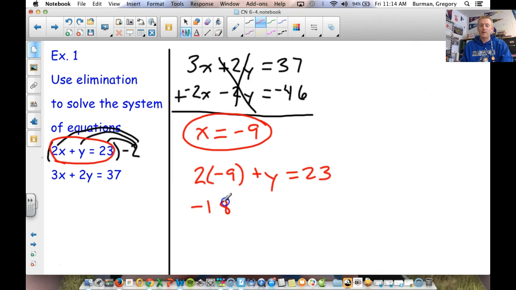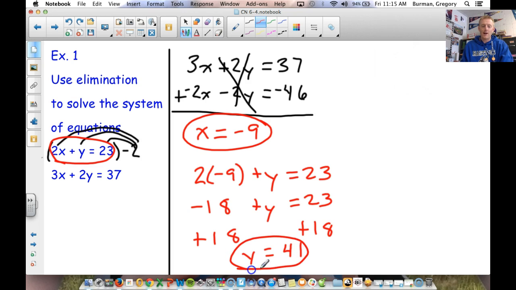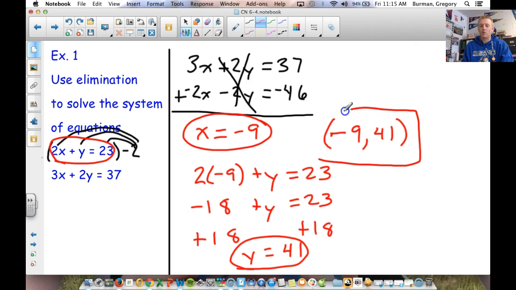So I get negative 18 plus y equals 23. To get y by itself, I add 18 to both sides, and I'm left with y is equal to 41. So now my answer to the system of equations is negative 9, comma, 41. Now remember, every answer is an ordered pair.